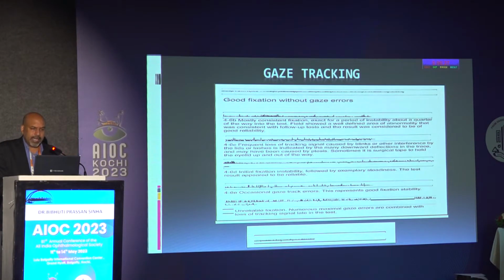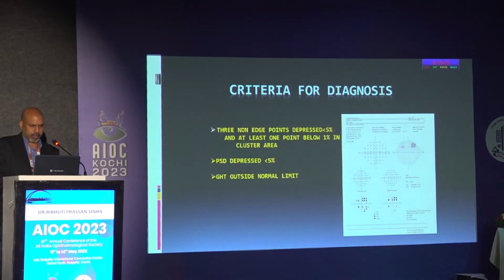And then the gaze tracking, remember the upper spikes are basically of saccades and the lower spikes are basically of blinks. If there is jumbling of these blinks or the saccades, that means the patient reliability is poor on the gaze tracking, and that needs to be taken care of in the further field evaluation.